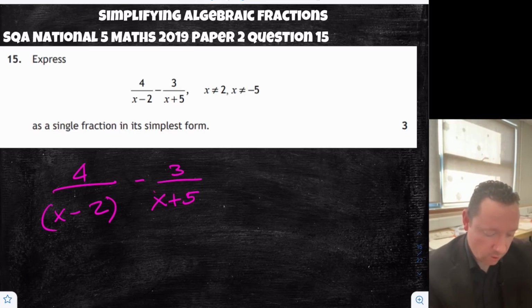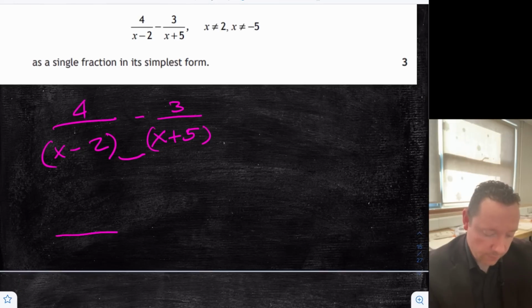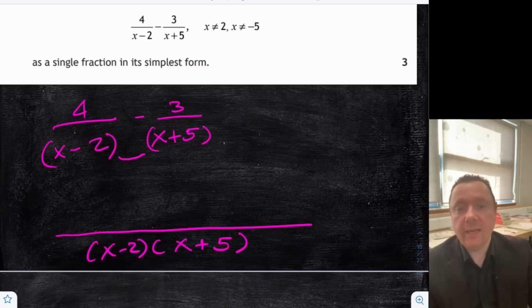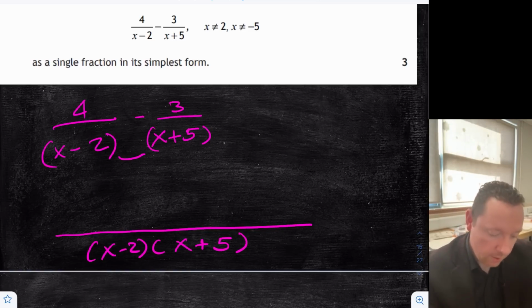So I can put brackets around these. My common denominator is going to be this. So as a single fraction, I'm making it nice and long, I've got x minus 2 times x plus 5 on the bottom. Now to get your tops, you can think of it as this fraction's been timesed by this, so I need 4 times x plus 5. And this fraction's been timesed by x minus 2, so I need minus 3 times x minus 2.